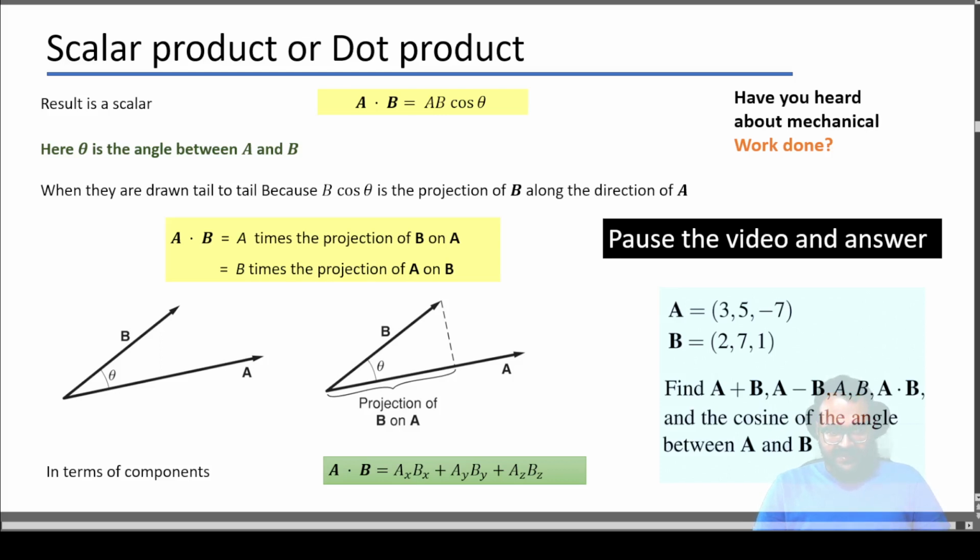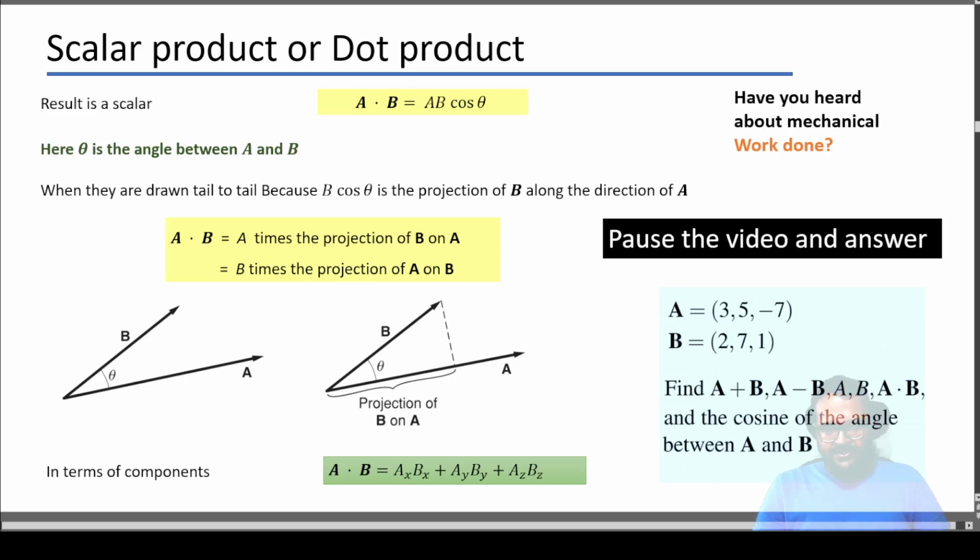If we have a like this, and b like this, a remains intact and we take b cos theta. So b cos theta, by simple trigonometry, comes like here. This part is b cos theta, and I can imagine this is the projection of b on this vector. Have you heard about mechanical work done? The work done uses the concept of dot product.